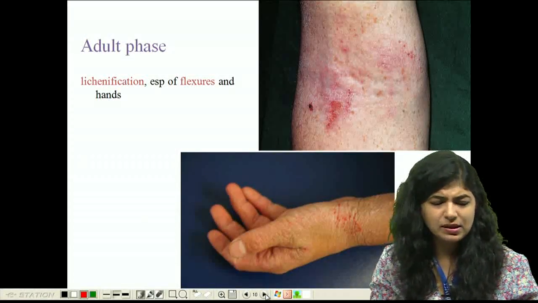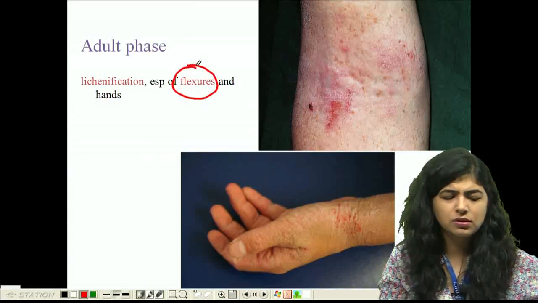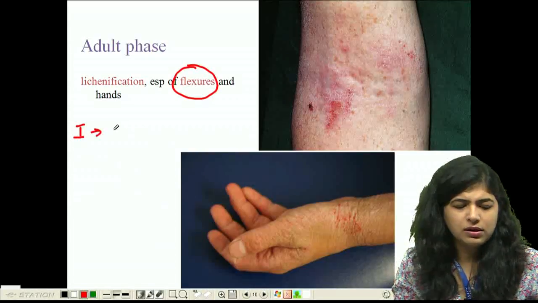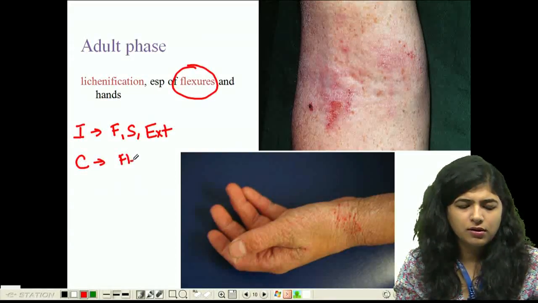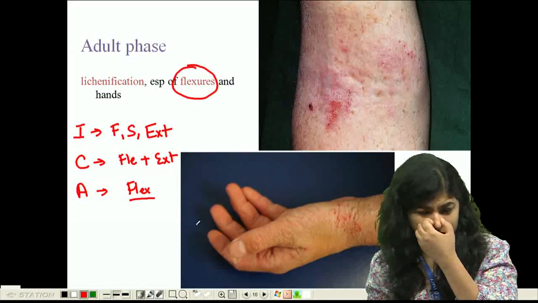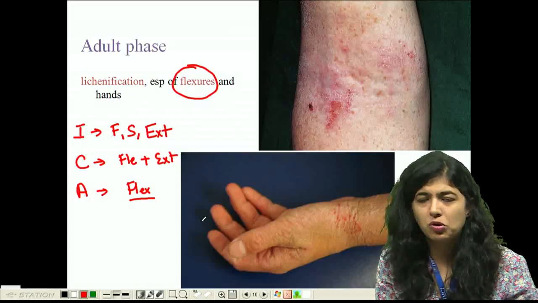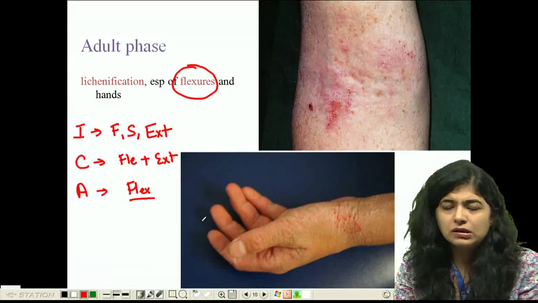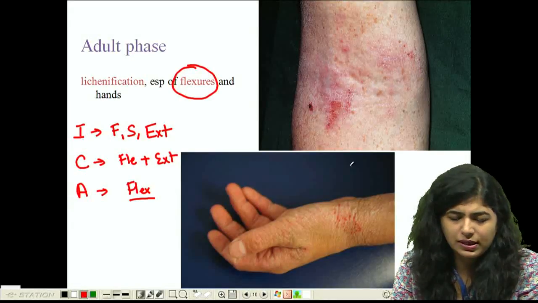Then comes the adult phase. In adult phase, it is mostly the flexures. So in the infantile, it was face, scalp and extensor. In the childhood, flexure plus extensor. And in the adult, it is only flexure. Clear to everyone? So this was a question which was talking about an adult with atopic dermatitis. That is why it talked about flexural eczema. Clear? Good. This is how an atopic dermatitis lesion looks like, eczema.